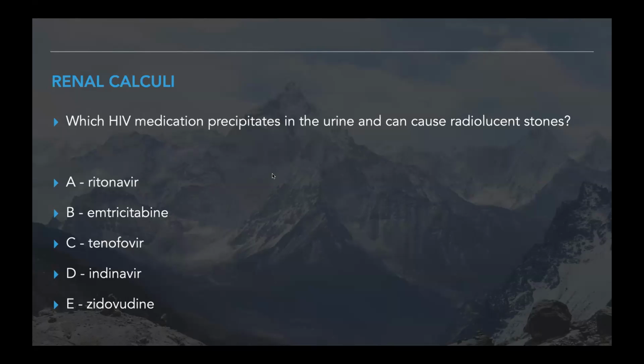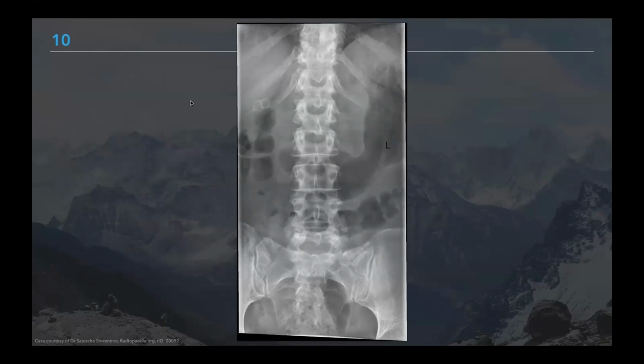Yeah, pretty much what I expected. Good effort. The answer is D. So apparently indinavir can precipitate in the urine and cause radiolucent stones, but that is incredibly small print. But well done for those of you that got that.